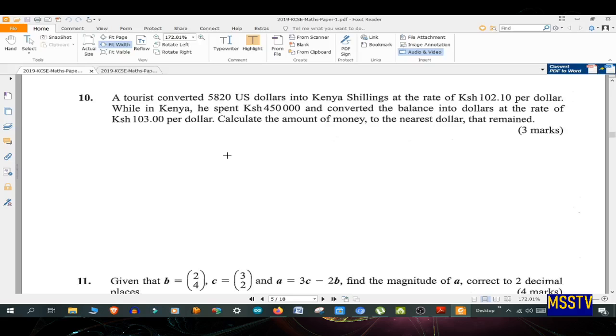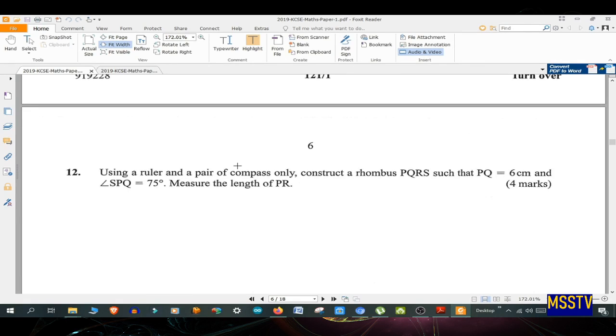So moving on swiftly to question number 11. Given that B is (2, 4), C is (3, 2), and A is 3C minus 2B, find the magnitude of A. So this is vectors, finding the magnitude. And moving on. We shall be coming back to solve each and every one of these questions. Right now, I'm just giving you a general overview.